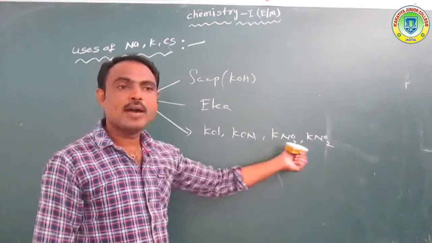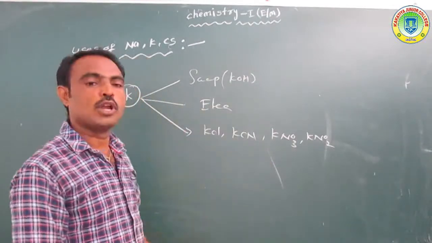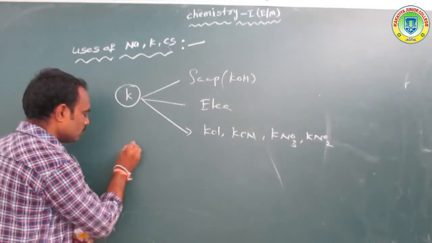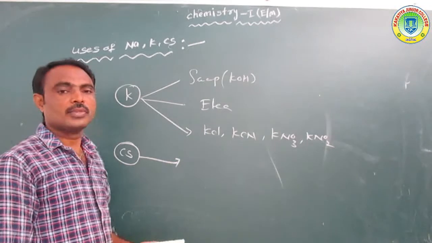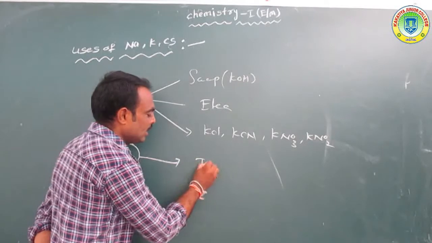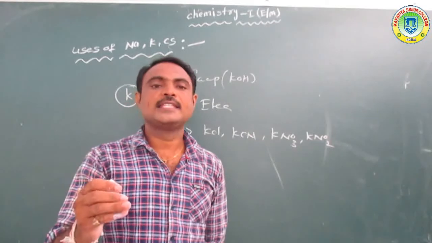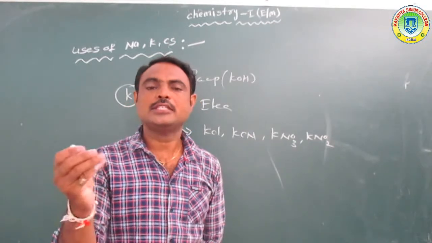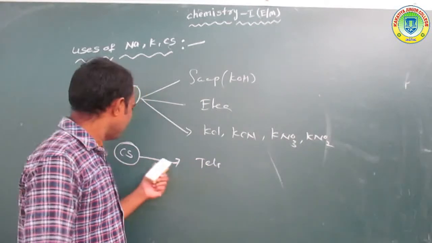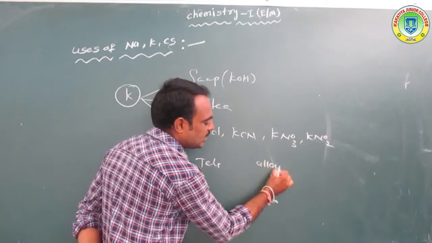Okay, so a number of potassium compounds. In this preparation we have used which metal? Potassium metal. Okay, next, cesium. Cesium is also used mainly in televisions. Some types of alloys are used in television. In the preparation of alloys we have used which metal? Cesium metal.